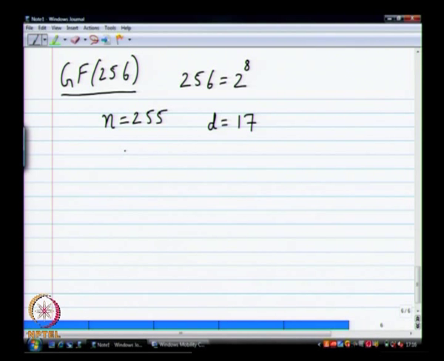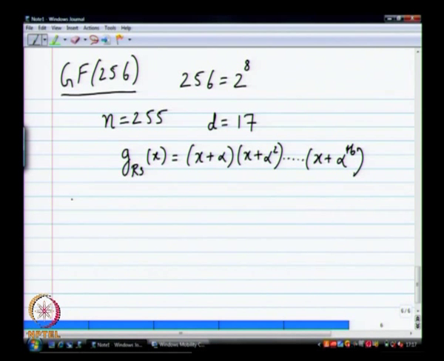Okay, so then what will happen? What will be my g of x? You simply do everything in alpha, it just works out fine, right? It's simply x plus alpha squared, and so on till x plus alpha power 16, right? So what is alpha? Remember, alpha is primitive. I can't simplify this product unless I do Galois arithmetic.